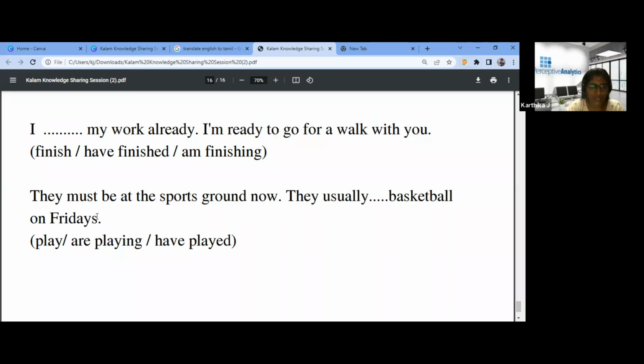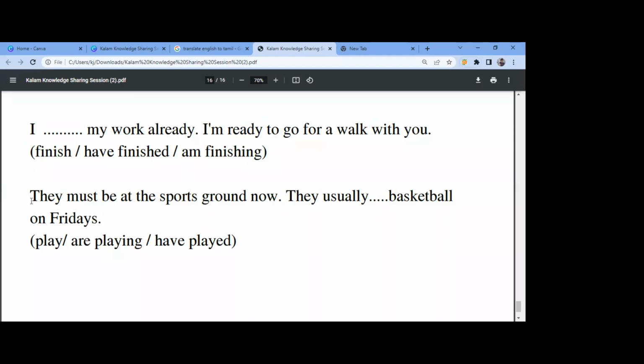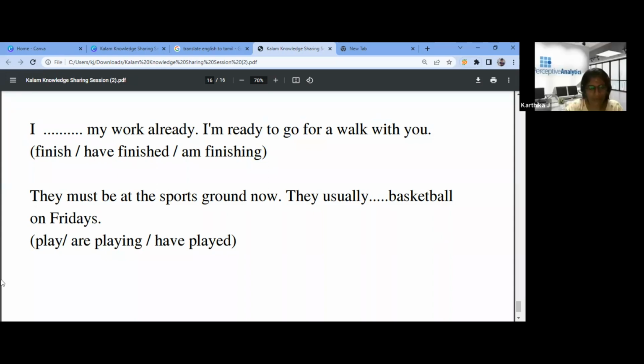Next one is they must be at the sports ground now. They usually dash basketball on Fridays. Play. Yeah, they play. Yeah, correct. They must be at the sports ground now, so they usually play basketball on Fridays.